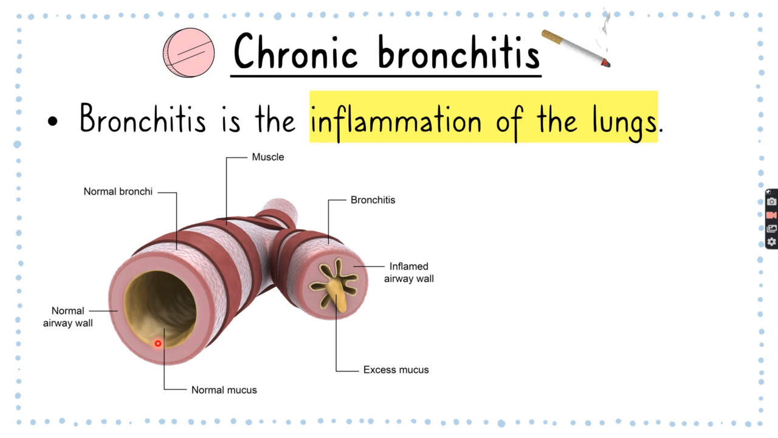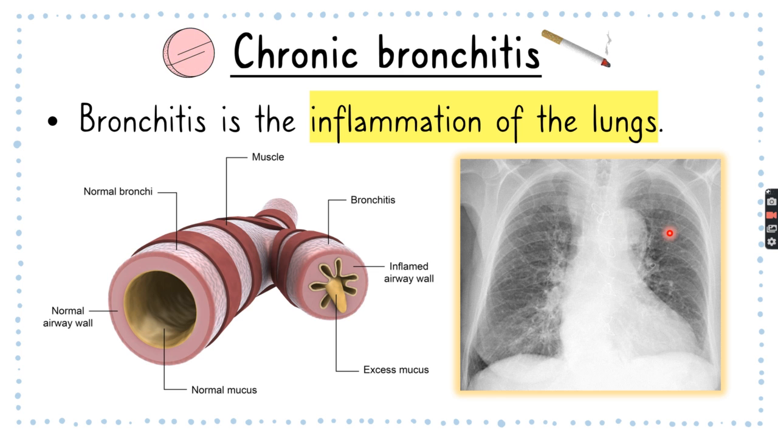And we have here a normal mucus lining and normal airway wall. And this right here is what it will look like if the person has bronchitis. The airway wall becomes inflamed. You can see that it became quite thick, and the passageway is narrowed, so the lumen is narrowed there, and there's a lot of mucus. Excess mucus is being deposited. This is an example of chronic bronchitis happening, and you can see there are lumps over here. It shows a lot of blockages that are happening.